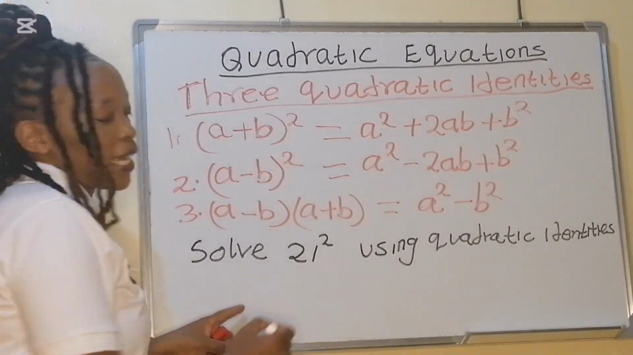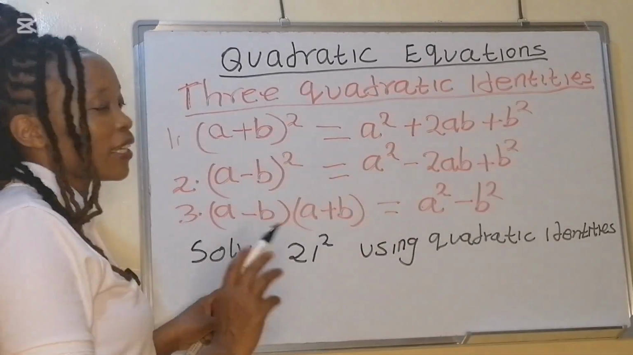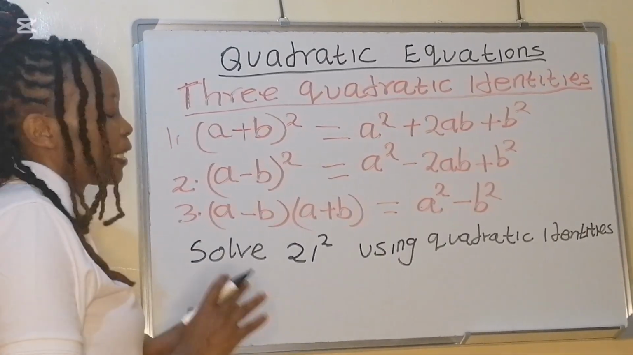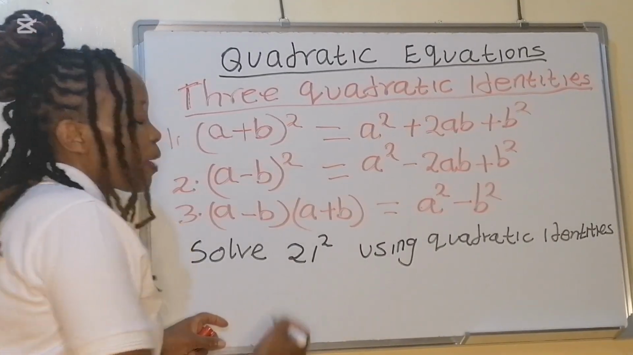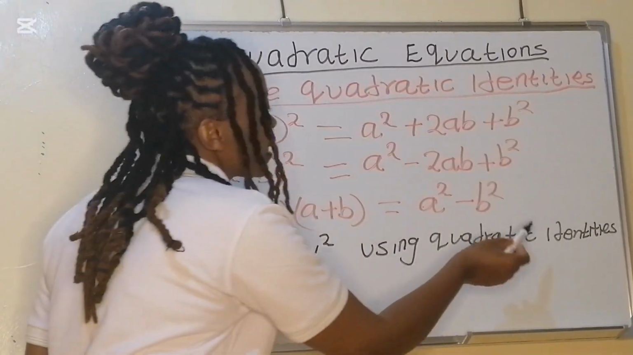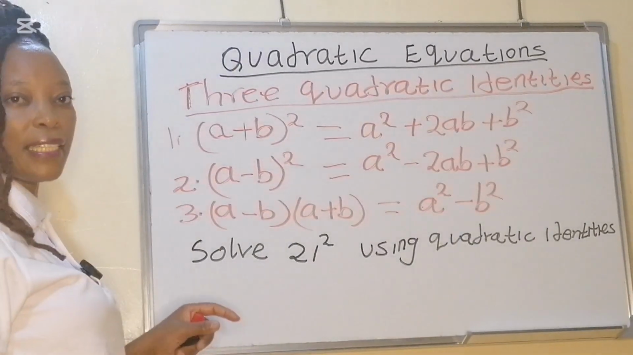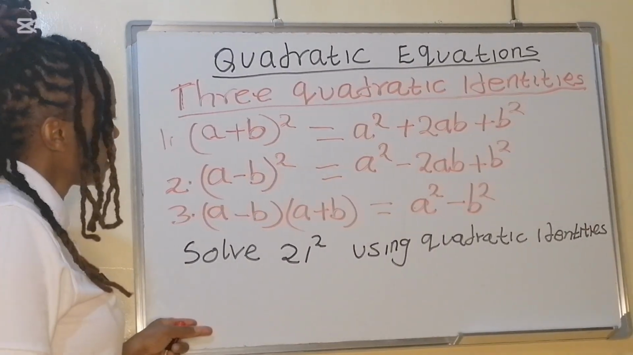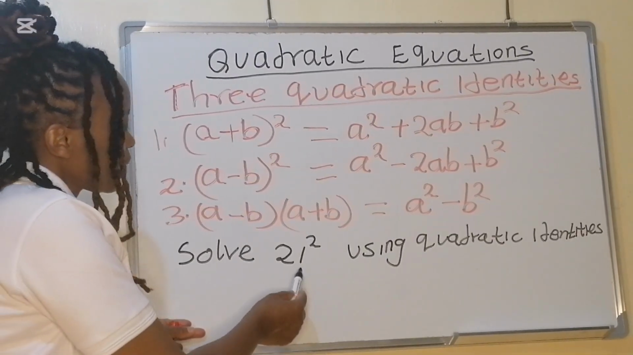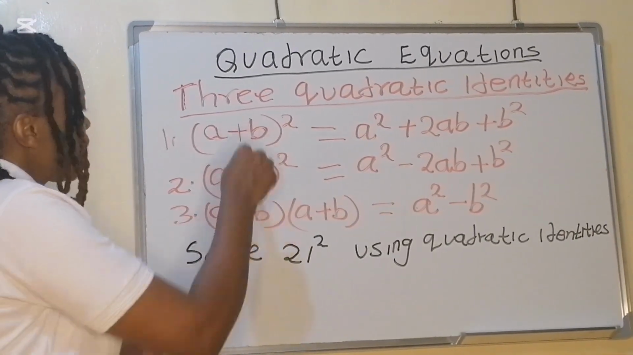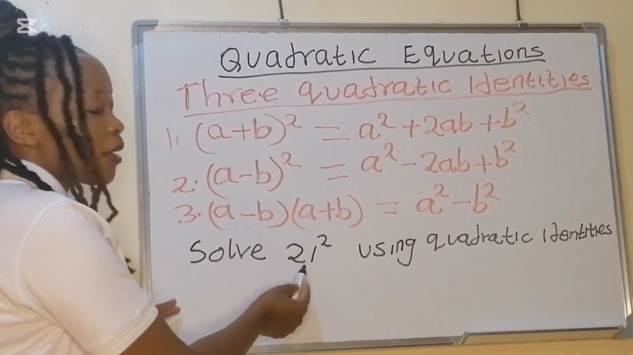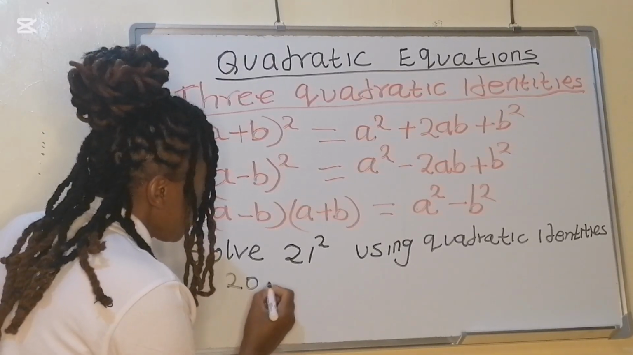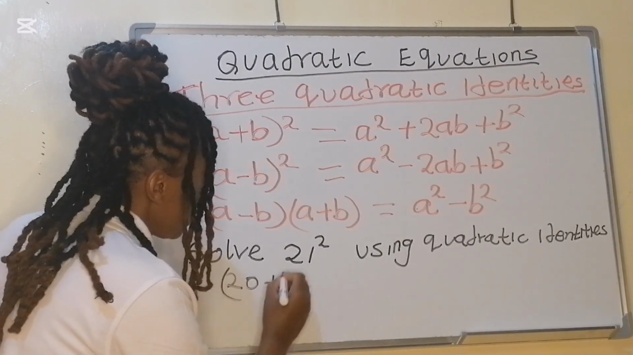If you use a calculator, even if you get the answer, it is the same as what we will get, but they have told you to use quadratic identities. When you look at 21 squared, what can we use here? We look at the three identities. We can break down 21. We break down 21, we get 20 plus 1 squared.